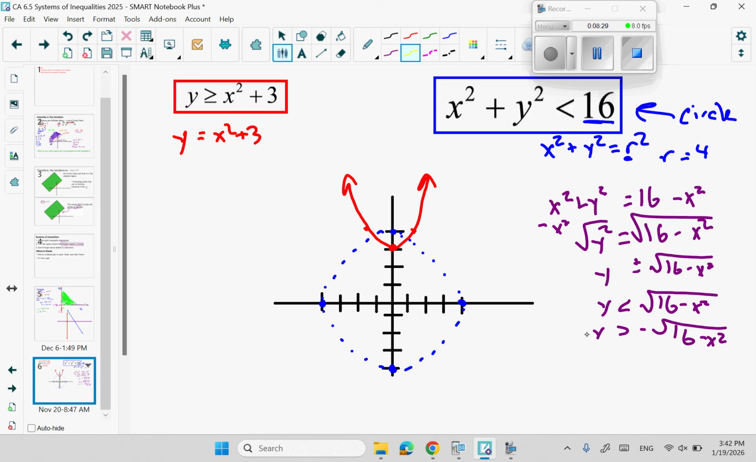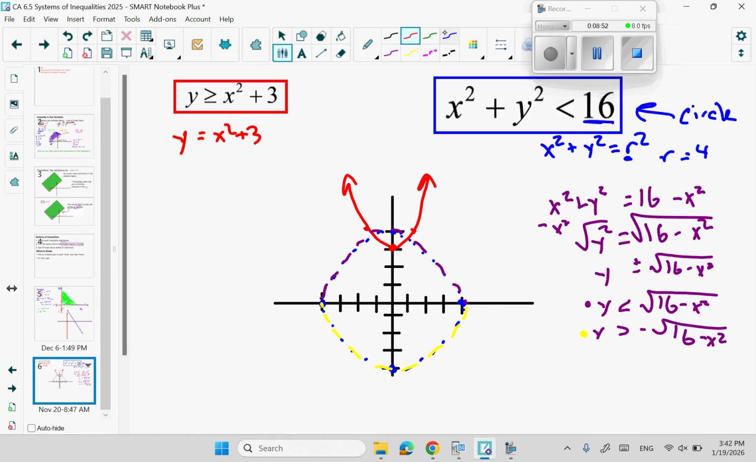Now, how would that look? Well, this one would be right here, and this one would be right here. And together they create the exact same blue shape. And then I could either do all three inequalities or just the two that I started with.